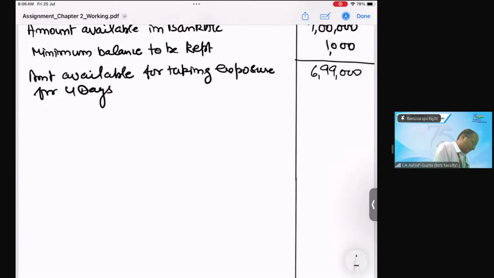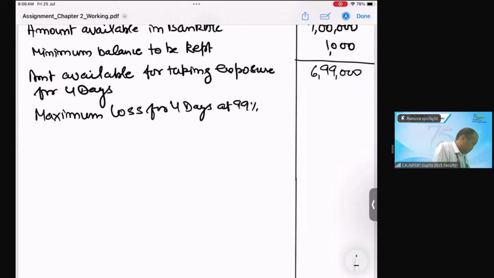Or I can say that the maximum loss for the 4 days at 99% confidence level. Sir, which means the margin money that we pay? Yes, it can be considered that way.